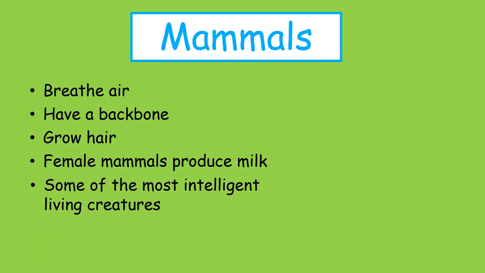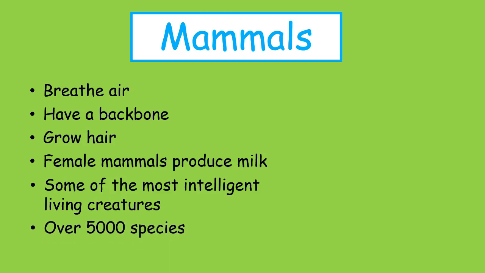Mammals are some of the most intelligent living creatures. Intelligent means that they're very, very smart. Like humans, we've been able to make huge societies. But if you look at other animals like tigers and lions that are mammals, they are very, very intelligent to be able to catch their prey. Other animals like monkeys, they're able to think like humans. They're able to perform and use their hands like humans.